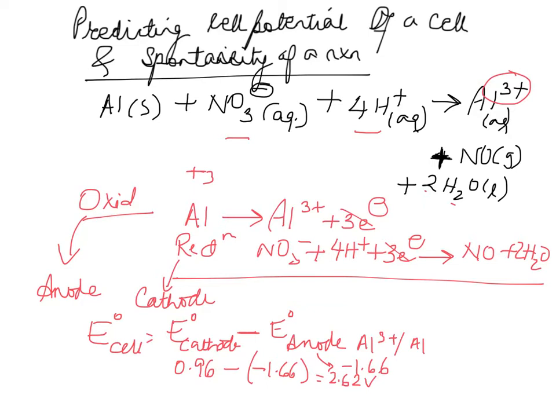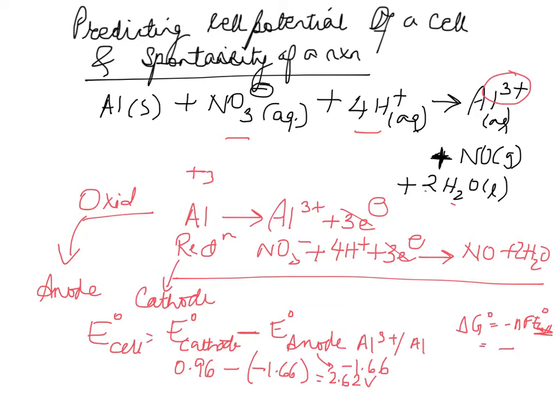Notice the E0 cell value that you obtain is a positive value, and since it's a positive value, you can perhaps envision that this reaction should be spontaneous, because when it's time to determine the delta G, which is negative nFE0 for the cell, since E0 will be a positive value, the overall value will be negative, and you would be able to predict that this particular cell should work on its own.